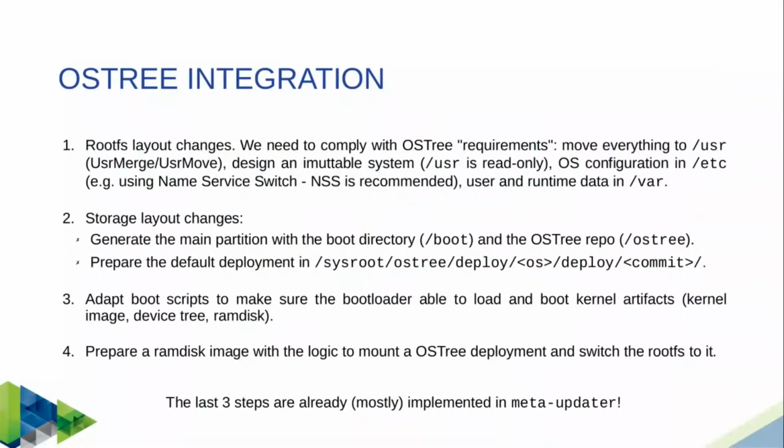First, you need to change the layout of your root file system. You need to comply to OSTree requirements. So one thing is you need to move everything to /usr, every operating system component. That's what distributions usually call usr merge or usr move. You need to move everything to /usr, and /bin, /sbin, /lib, all of those directories will link to directories inside the /usr. You need to design a system that is immutable. So you need to be ready to have a read-only file system. And writes will only occur on /etc and /var.